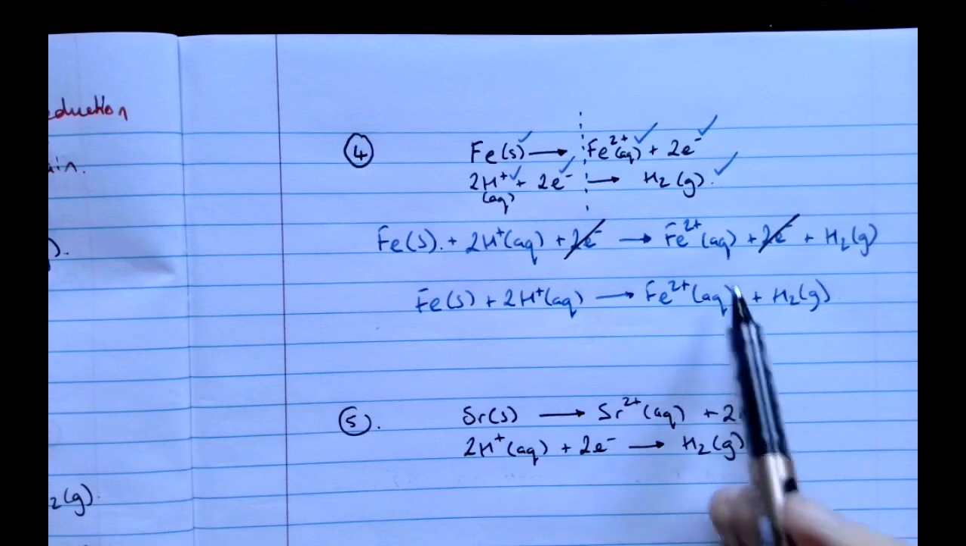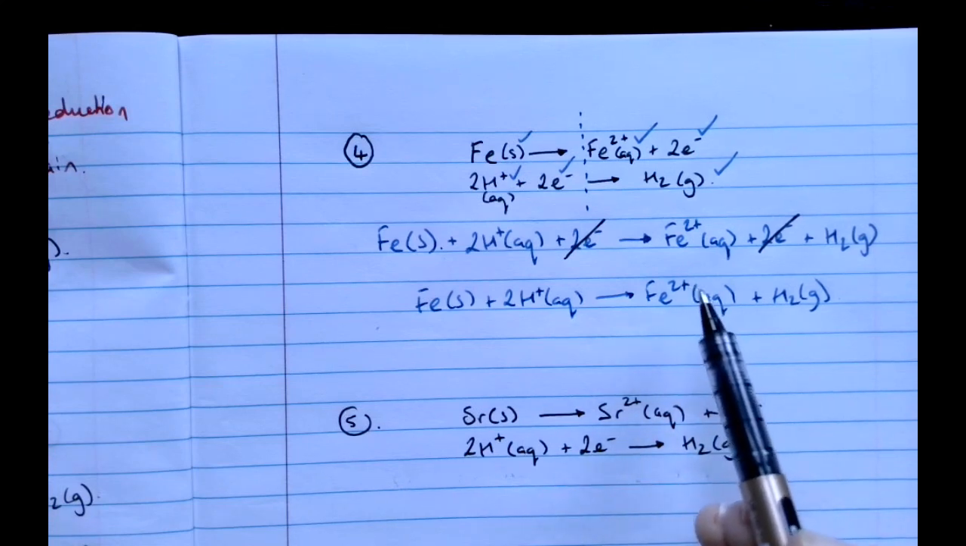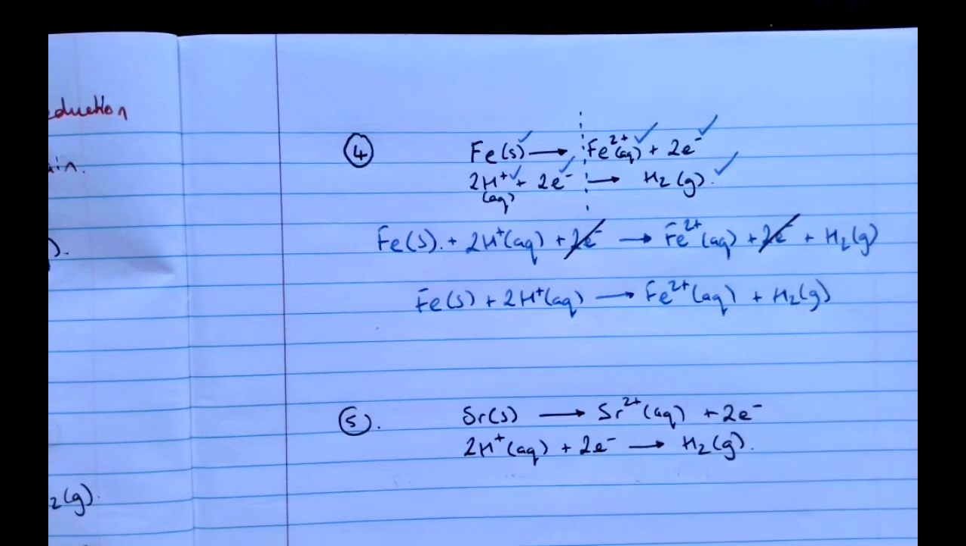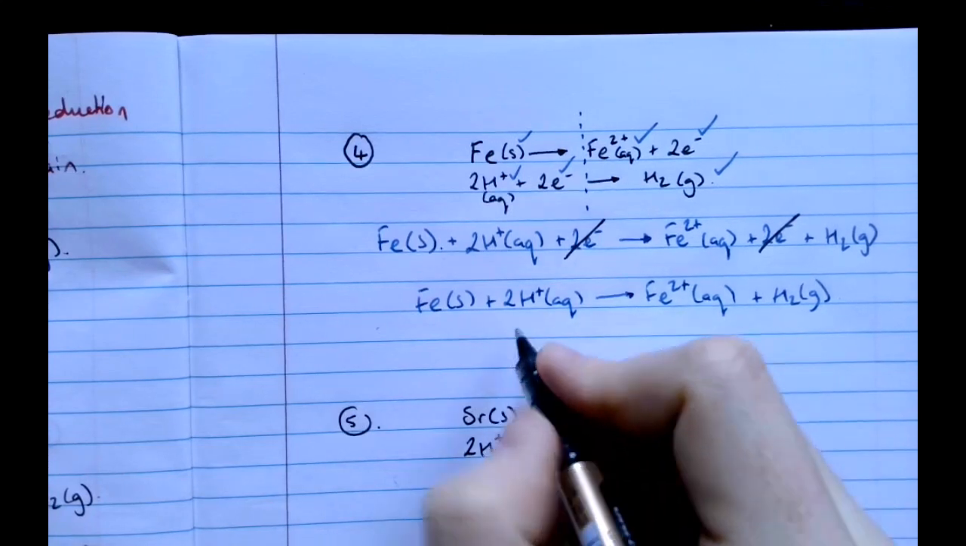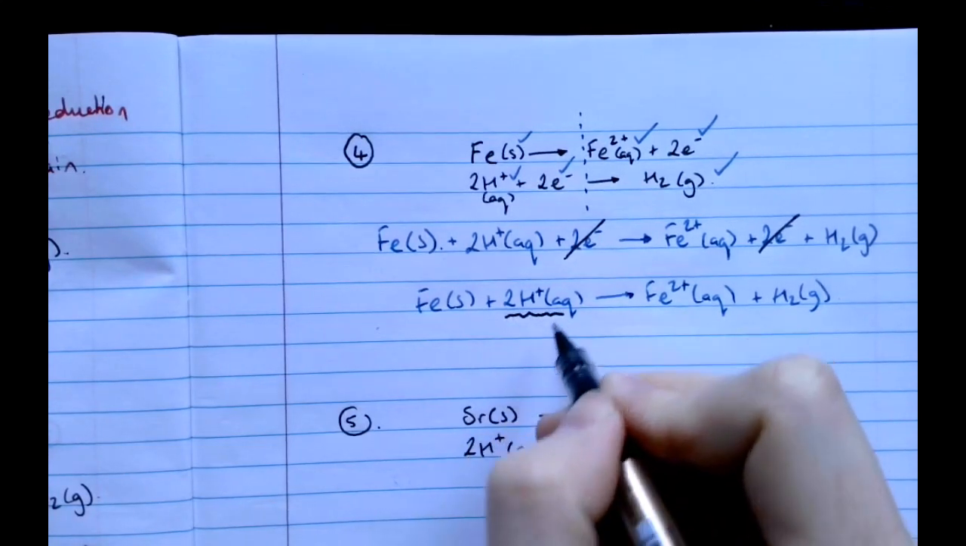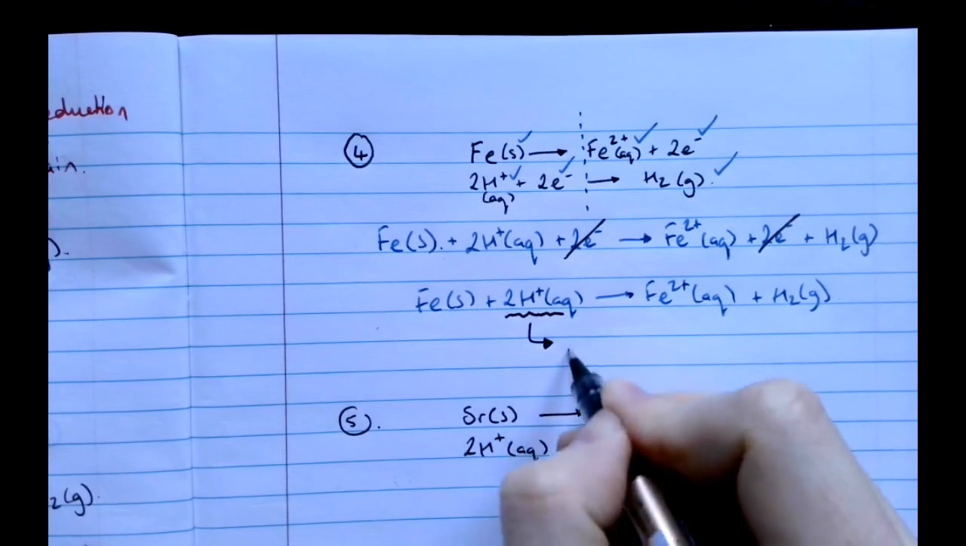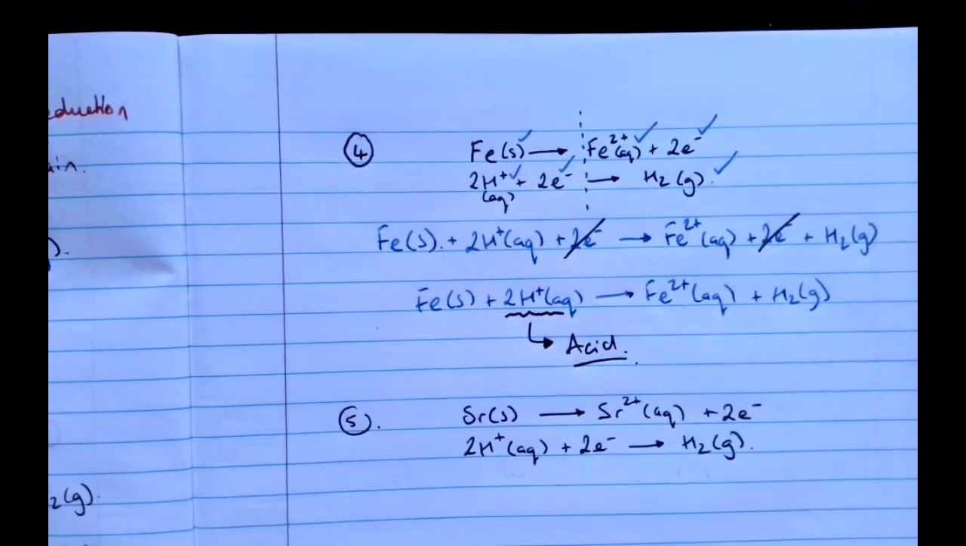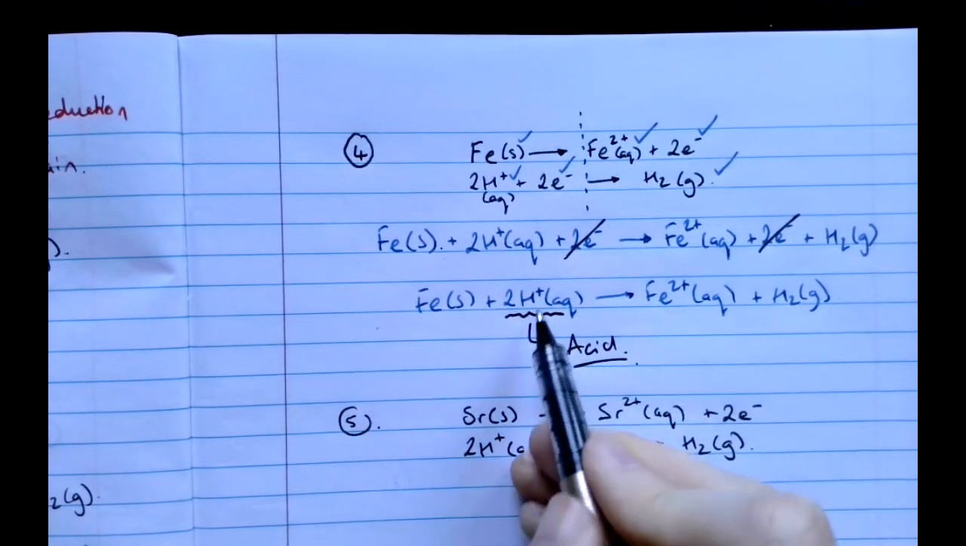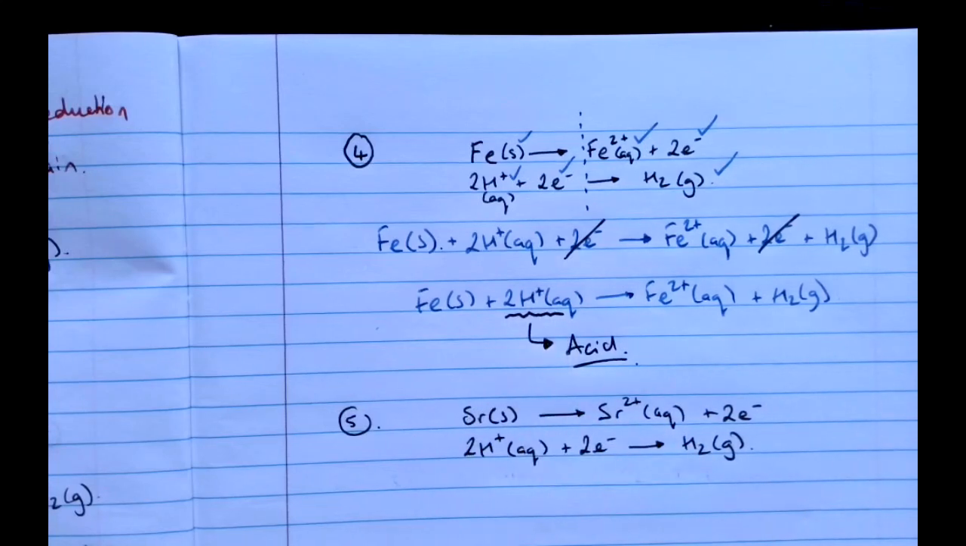So whenever you see this 2H+, you should be thinking, acid, because acids will always dissociate to provide H+ ions. All right, and finally, you can have a go at this one, so pause the video now and have a go at that one.